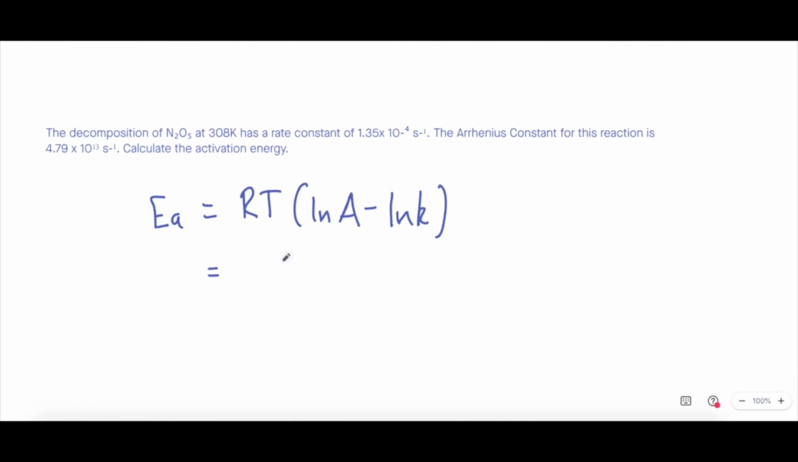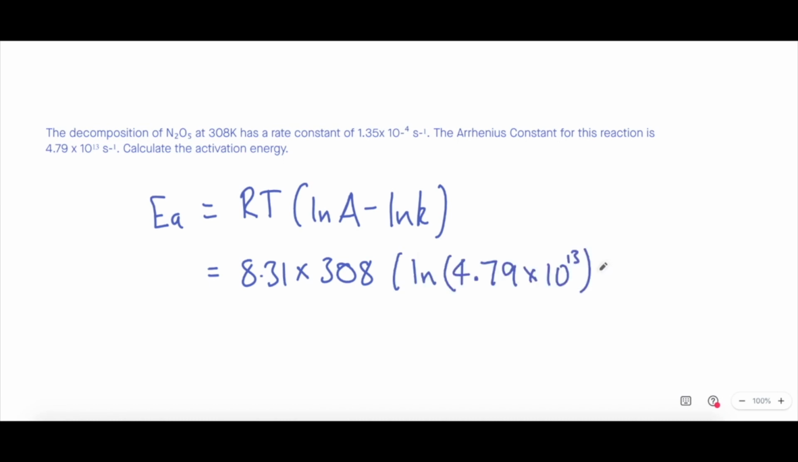What you can do now is sub in these values. So R is 8.31 or 8.314. Times that by the temperature, which is 308 Kelvin. Remember, if it was in degrees C, you'd have to convert to Kelvin. Then you do ln of your Arrhenius constant A, and you subtract ln of your rate constant. Okay, so when it comes to ln on your calculator, you'll find it as a button.